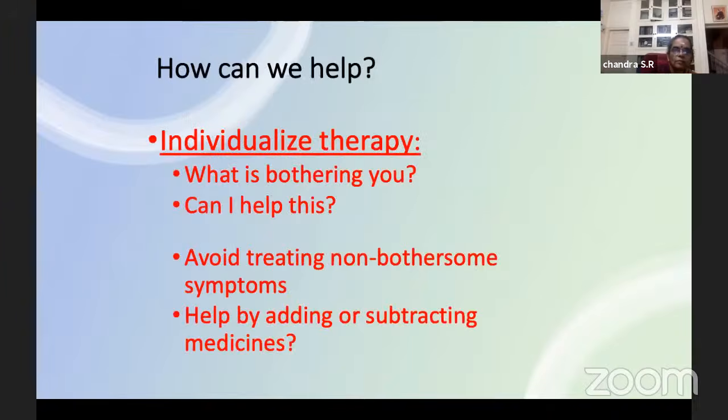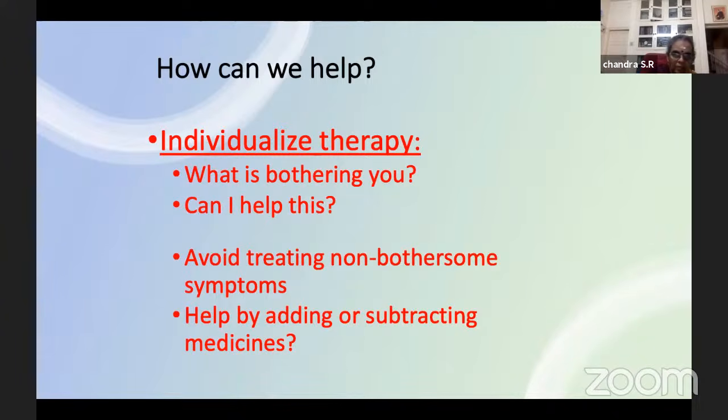So how are you going to treat them? You have to individualize the treatment. You ask the patient what is the most bothersome thing, and plan how you can help with it. Avoid treating non-bothersome symptoms. When a mild tremor is there but it is not affecting the patient, don't start over-treating. And help by adding or subtracting medicines.